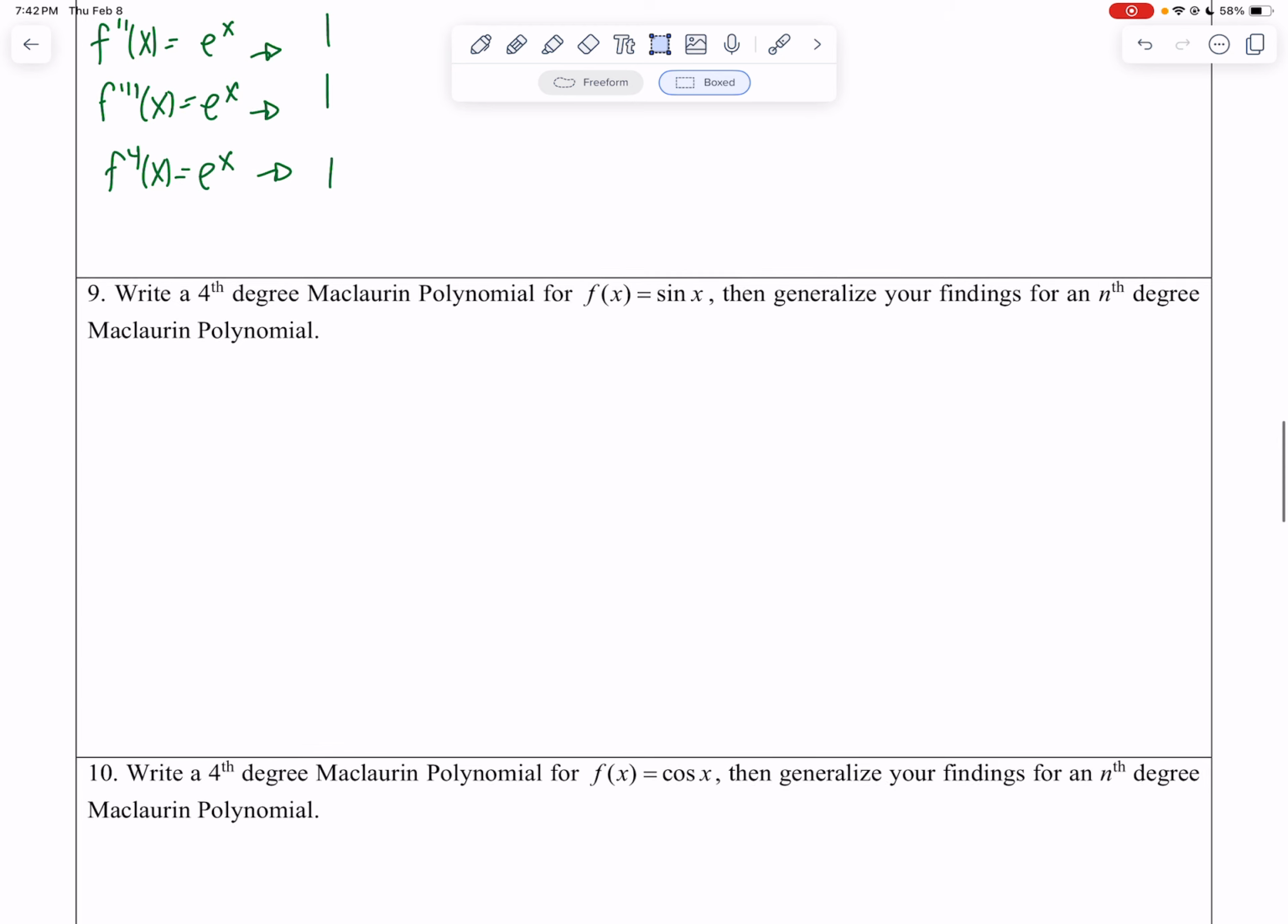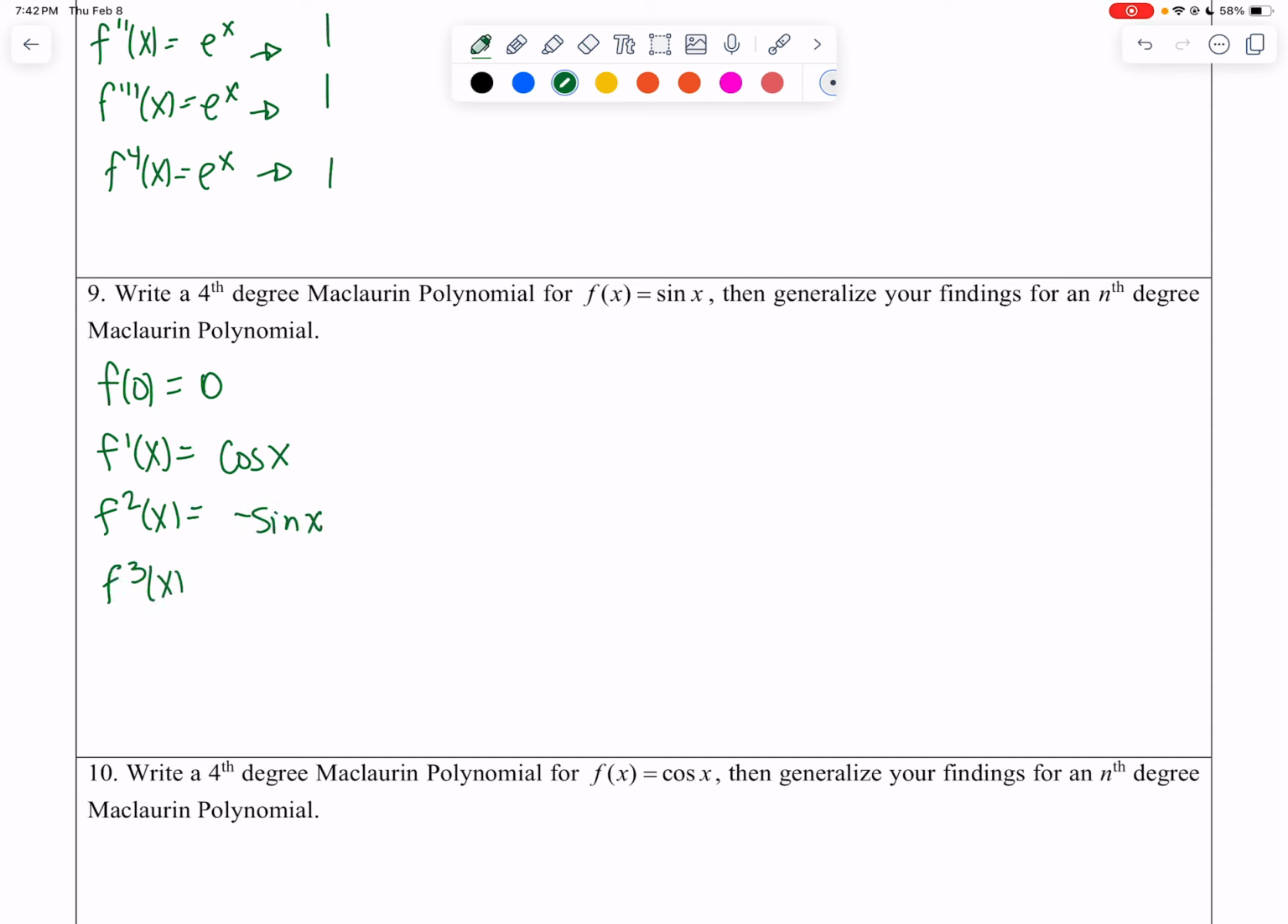All right, number 9, we're going to do the same thing, except we're going to be using sine. So f of 0 of sine starts at the midline, so I'm going to have 0. The first derivative of sine is going to be cosine. The second derivative is going to be negative sine. The third derivative is going to be negative cosine. And then the fourth derivative is going to be sine.